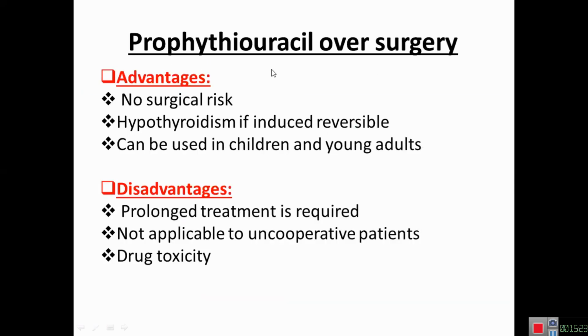The advantages of using propylthiouracil over surgery: no surgical risk. Hypothyroidism, if induced, is reversible. It can be used in children and young adults. The disadvantages: it requires prolonged treatment, it is not applicable for uncooperative patients, and because it is a drug, it shows toxic effects. So these are the advantages and disadvantages of using propylthiouracil over surgery.